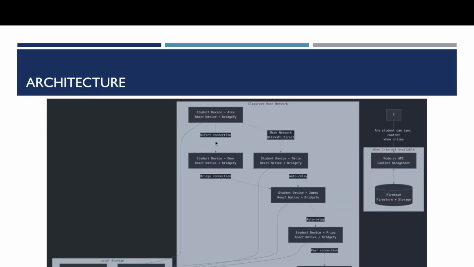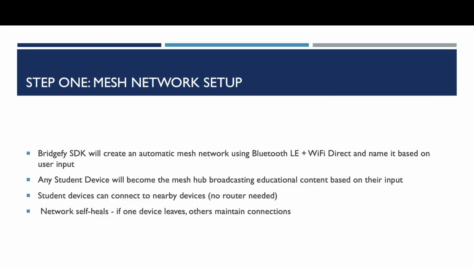So first, let's look at the architecture. This is like a sum up or kind of like a quick one-stop diagram. And basically it looks at how, if you have multiple people, how all the mesh, how the UI, how rendering, and all of that works with bridge connections, auto relays, peer connections, all those types of jazz, and then displays it using the data of local storage, as well as using on internet load of the Node.js and Firebase backend. Now let's go in depth of how it works.